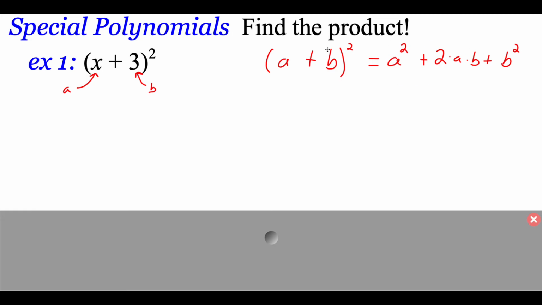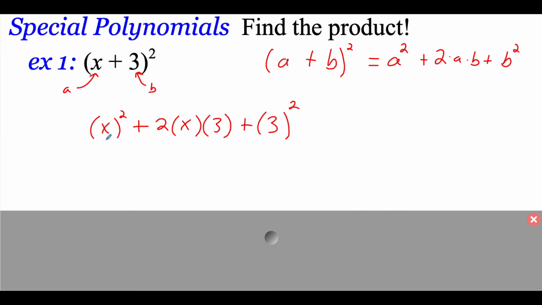So according to my shortcut, I'm supposed to take the a value and square it. So in this case, we've got the x, and we're going to square that, plus, and I'm supposed to do 2 times the a value times the b value. So 2 times the a value times the b value, and then I'm supposed to take the b value and square it. So 3 squared. Now we are going to simplify this down.